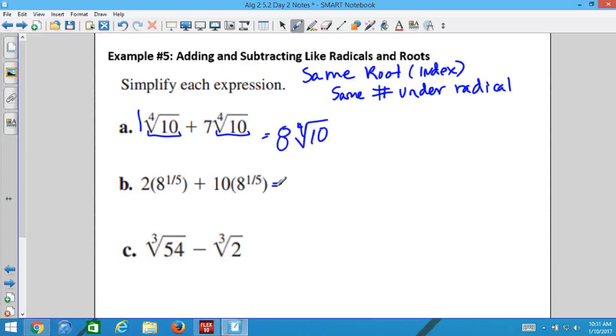Question B. I've got 2 8 to the 1/5 plus 10 8 to the 1/5. This is the like term. The number in front is what I'm adding. So now I have 12 8 to the 1/5.